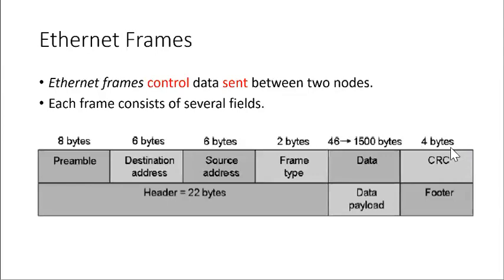If it is not the same, then it is assumed that the data is not correct, not valid. Something, the signal or the data, has been disrupted on the way, there is some modification. Then the destination computer will ask the sender computer to resend the data based on the CRC. So this is each field of the Ethernet frame.